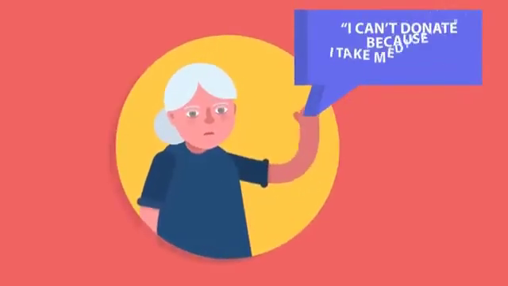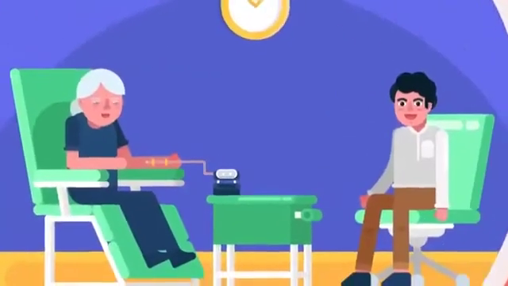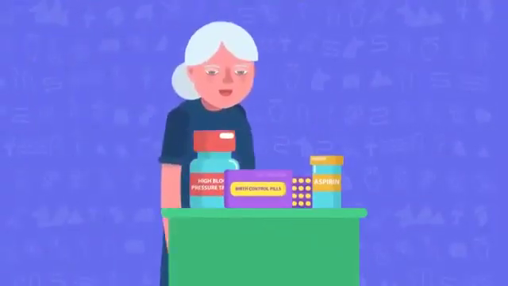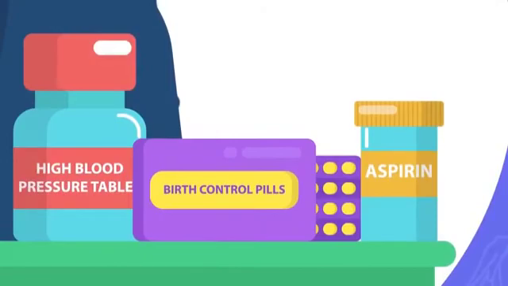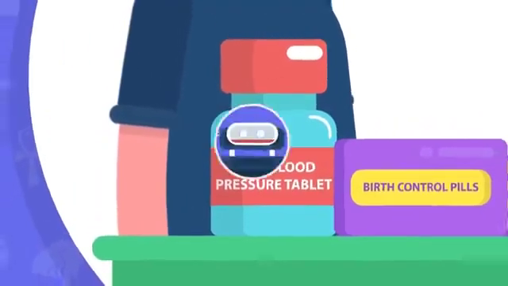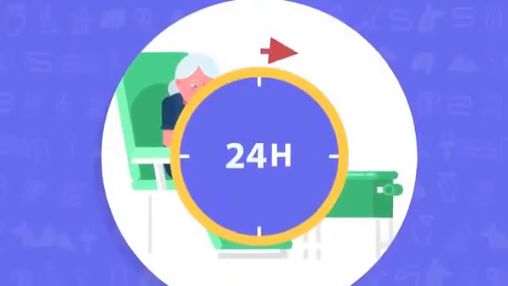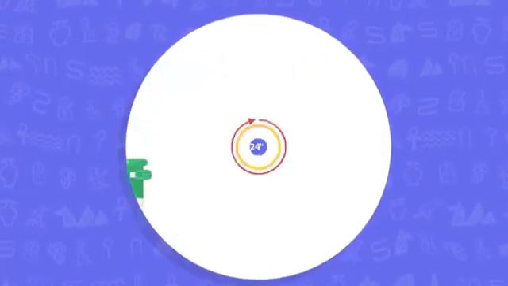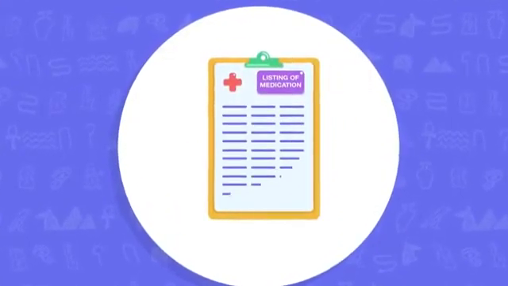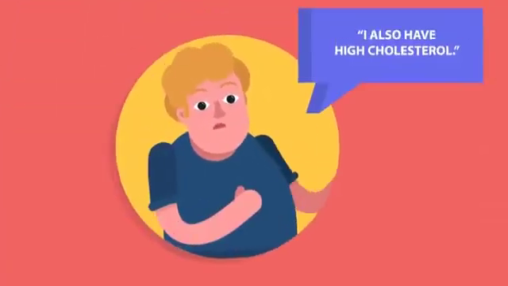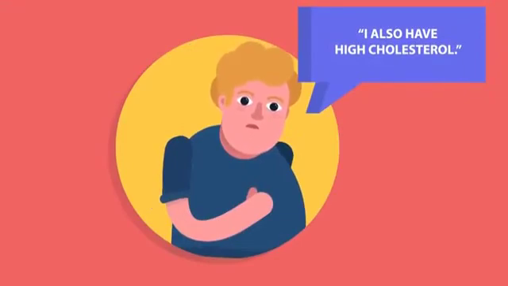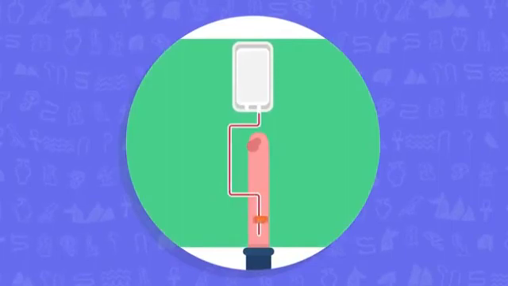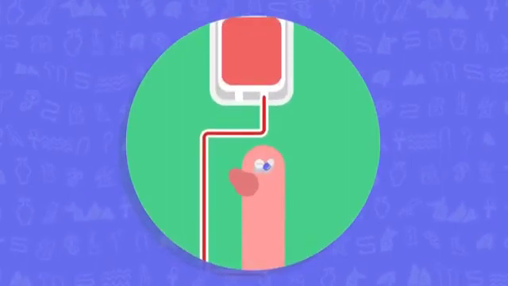I can't donate because I take medication. Most medication will not disqualify you as a blood donor. You may donate if you take aspirin, birth control pills, or high blood pressure medications. You may donate 24 hours following your last dose of antibiotics and are symptom-free. We can provide a complete listing of medication deferrals upon request. I can't donate because I have high cholesterol. A high cholesterol number does not disqualify you from donating, even if medication is used to control it.